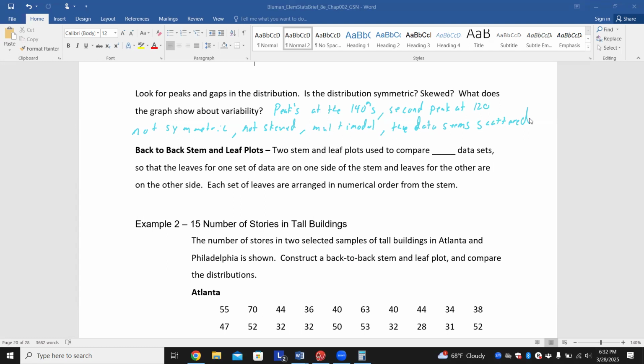All right, so back-to-back stem and leaf plots is what we're going to look at next. It's basically just two stem and leaf plots used to compare similar data or two data sets, so that the leaves for one set of the data are on one side of the stem, and the leaves for the other are on the other side. So they share the same stem, they just have leaves on both the left and the right, depending on what data you're looking at. And then each set of the leaves is arranged, again, in numerical order from the stem. All right, so let's look at a back-to-back stem and leaf plot.